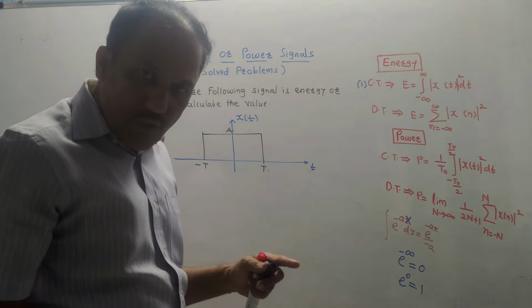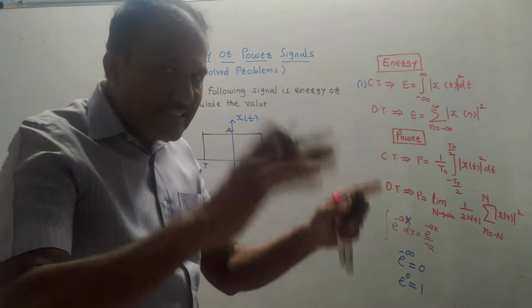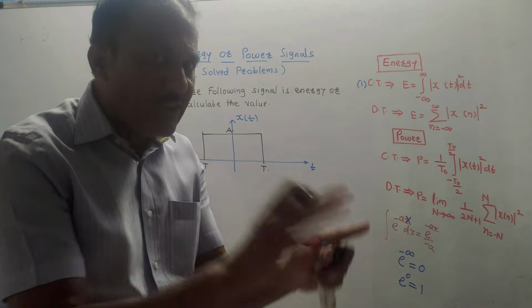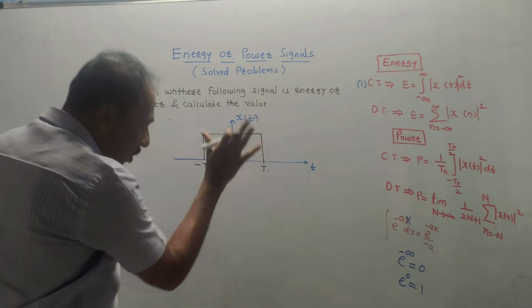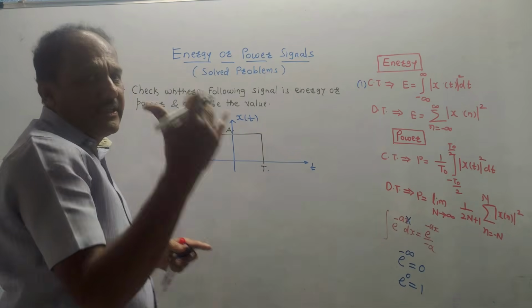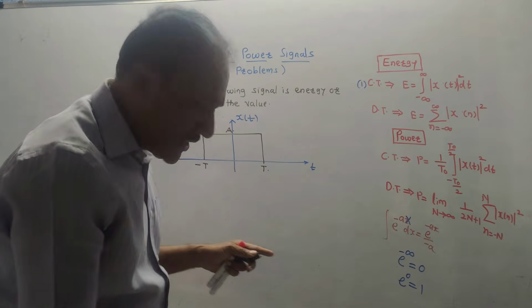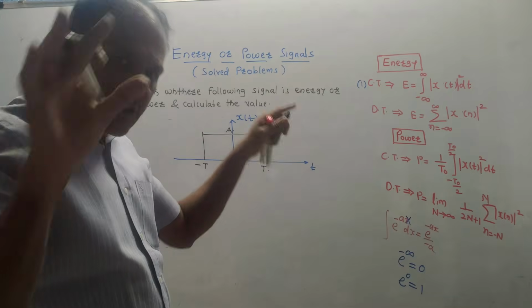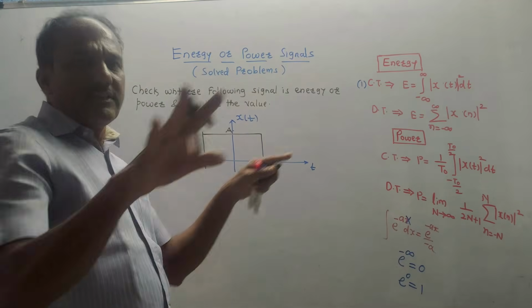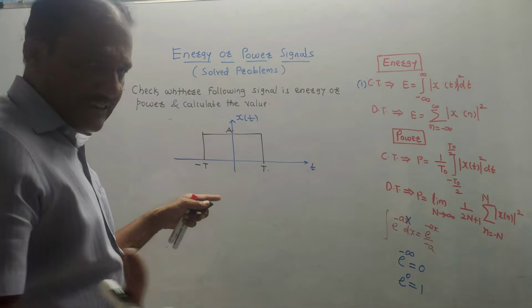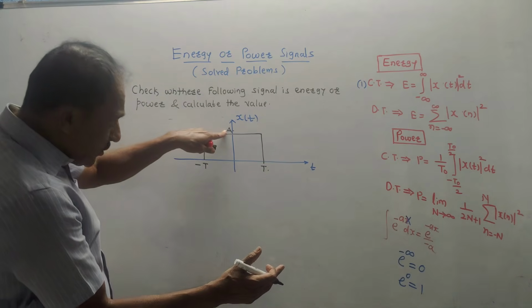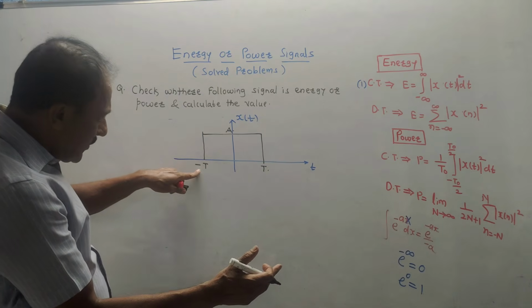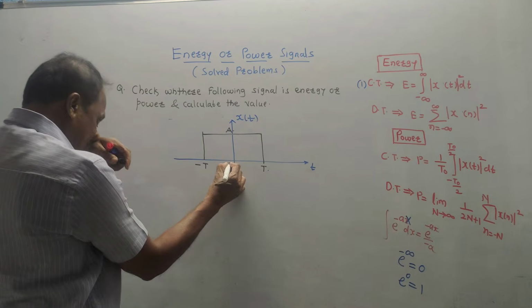What we discussed right now: a non-periodic signal is an energy signal. Only a periodic signal is a power signal. This is a non-periodic signal, so it is an energy signal. For your information, this type of signal is known as a rectangular signal, which we have already studied under the topic standard signals or test signals. Amplitude of the signal is A. It is present from minus T to plus T. This is the 0 value.